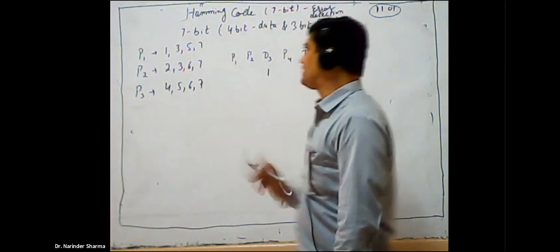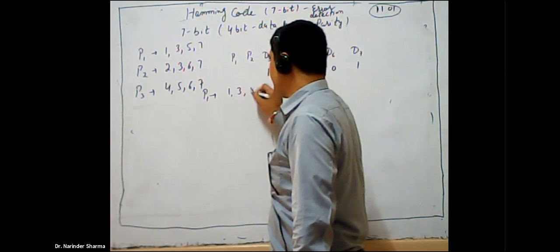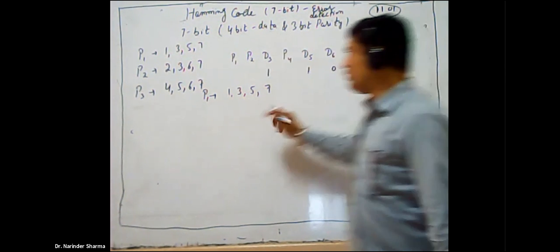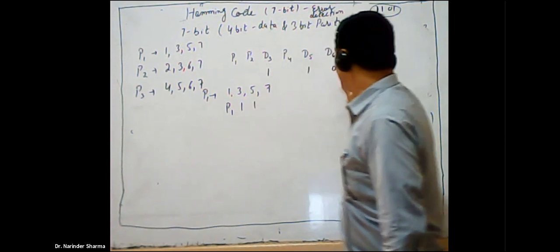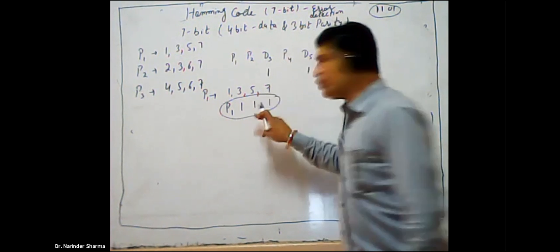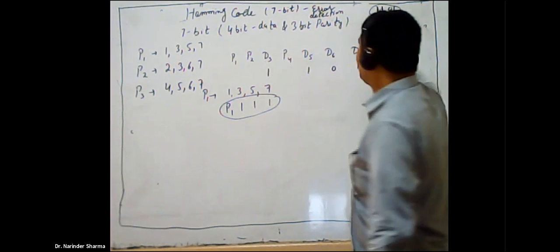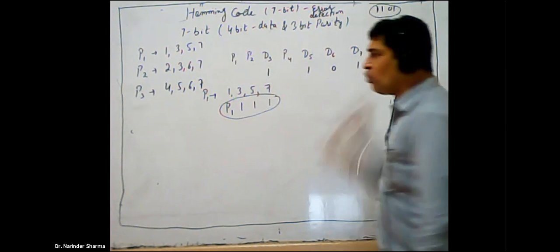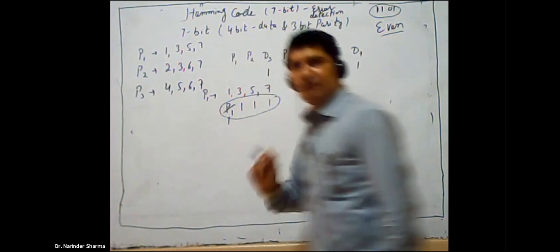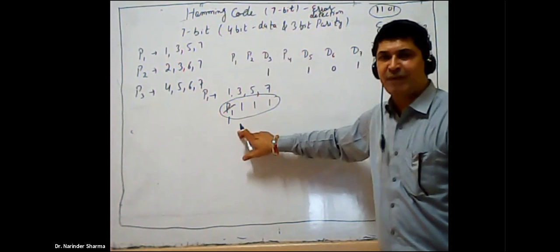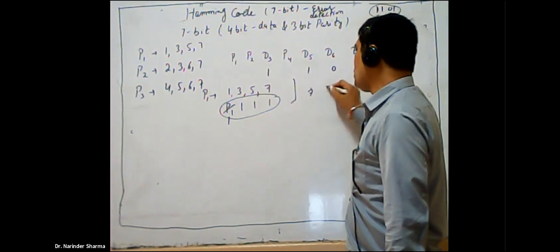P1 is 1357. Understand it very carefully. You have to mark your P1. At the 3rd position there is 1. At the 5th position there is 1. At the 7th position there is a 1. So you will get 3 ones. So you need to go for even parity. How can it become even ones? If P1 is replaced by 1, you will get even parity. So here P1 is equal to 1.